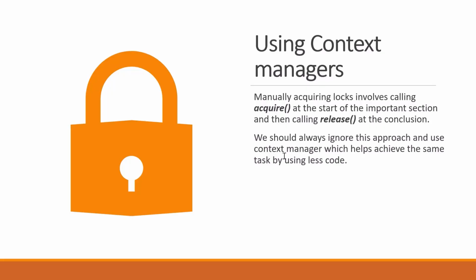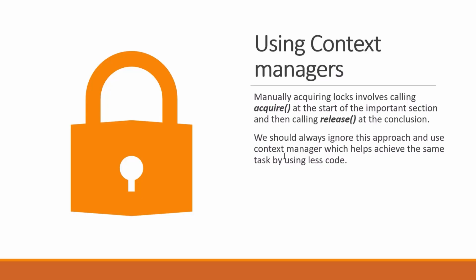So the very first practice is about using the context manager. Manually acquiring locks involves the use of acquire at the start of the important section and then calling the release function at the conclusion. However, we should always avoid this approach and use the context manager, which helps to achieve the same thing using less code. The advantage of using the context manager is that regardless of how the block exits, for example, the block exits normally or there is any exception or error, the lock is always released right away.